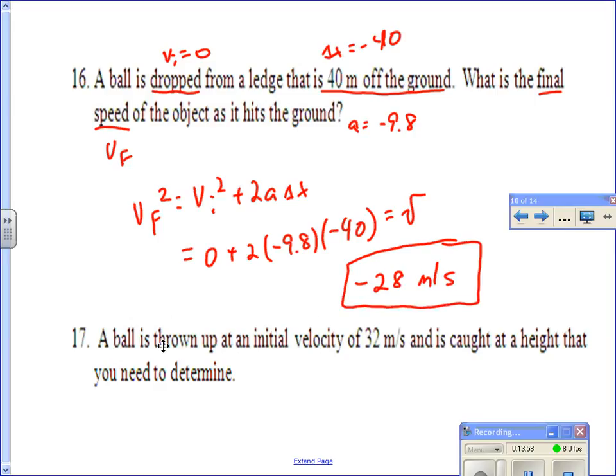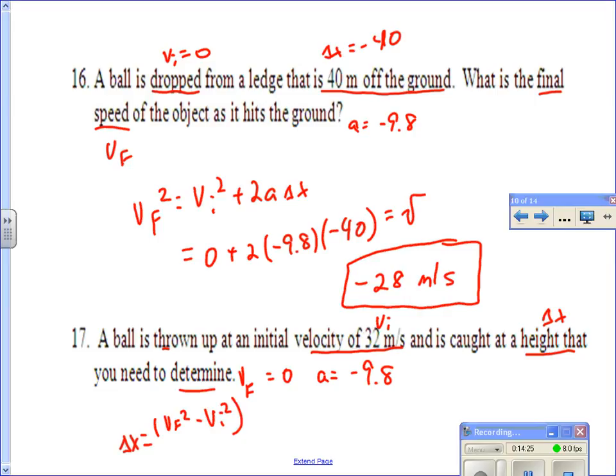A ball is thrown up at an initial velocity of 32, and it's caught at a height that you need to determine. If it's caught at the highest point, then your VF equals 0, and your acceleration equals negative 9.8, and we're looking for the delta x. So this one is delta x equals (VF squared minus VI squared) over 2 times a. You have to put that in parentheses.